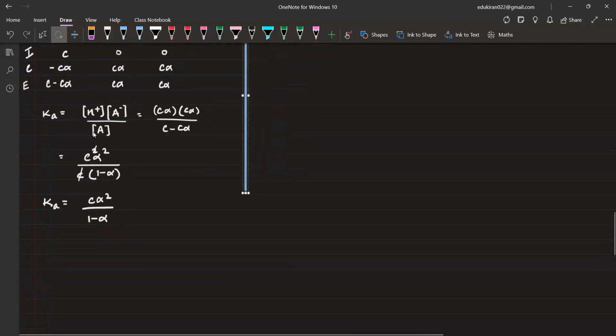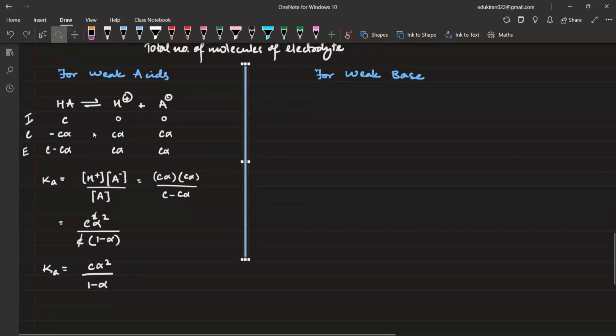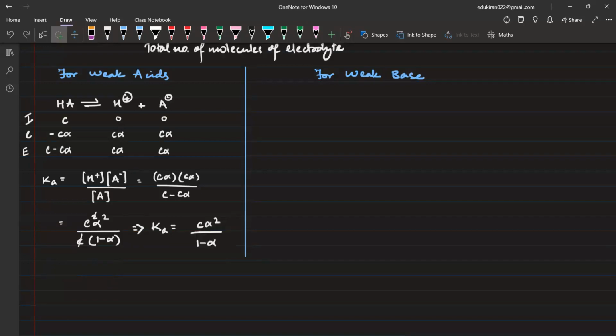Okay. Can you similarly write for the weak base also? Yes, sir. Okay, let's see, for weak base what we will be writing is BOH in equilibrium with B positive plus OH negative.